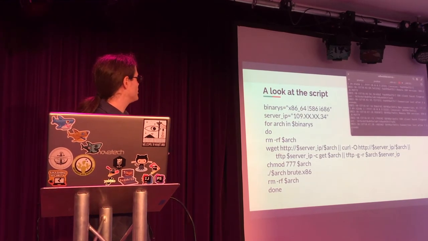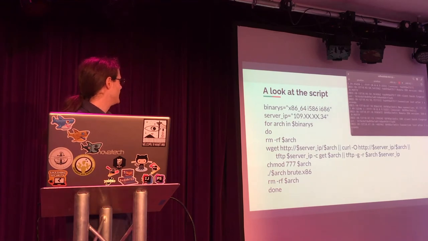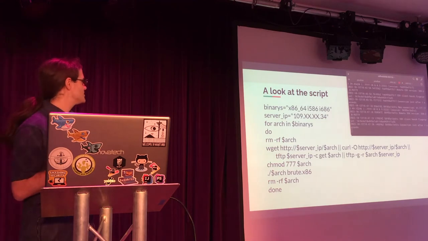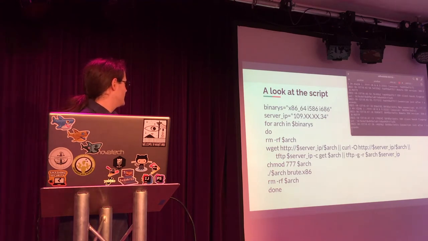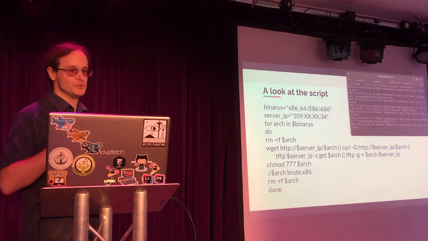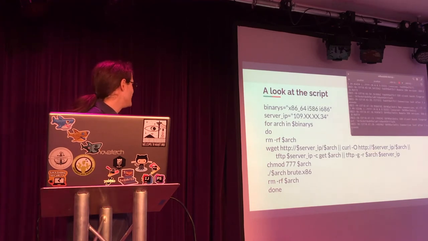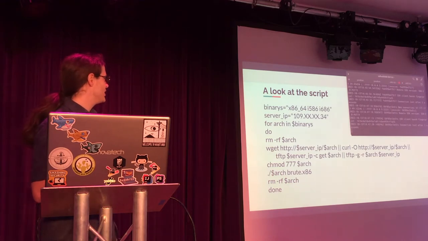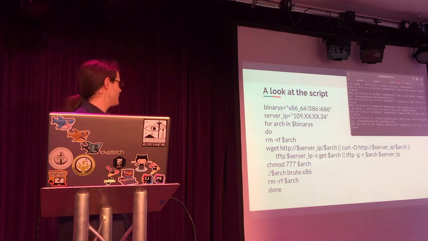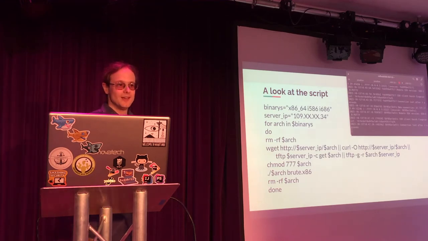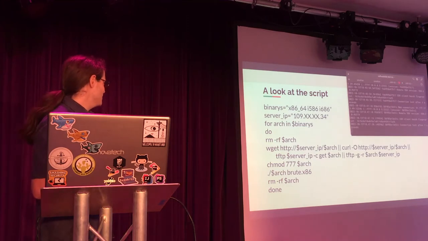So we've got a list of possible processor architectures in there. And then we've got the server IP, which is the same as where they got the script from. And they've got some code that basically says, for each of these things inside binaries, delete a copy if you've already got it, use wget, which must be here, presumably, unless we use curl. Go and download that file. But don't worry, if wget fails, we'll use curl. And if curl fails, we'll use TFTP. And if that one fails, we'll try a different way of using TFTP. One size doesn't fit all, I suppose.